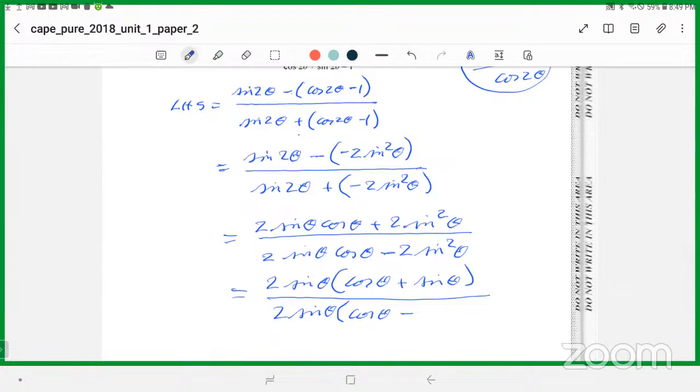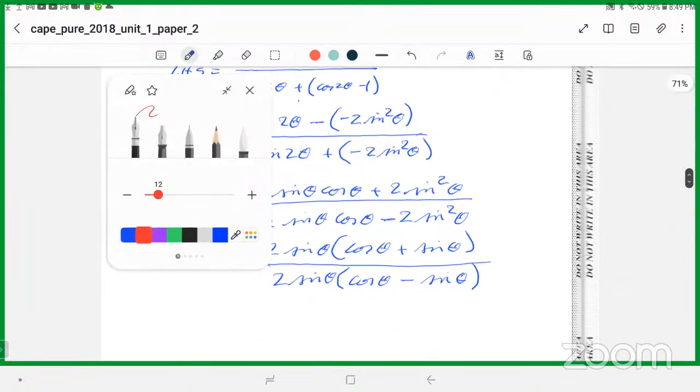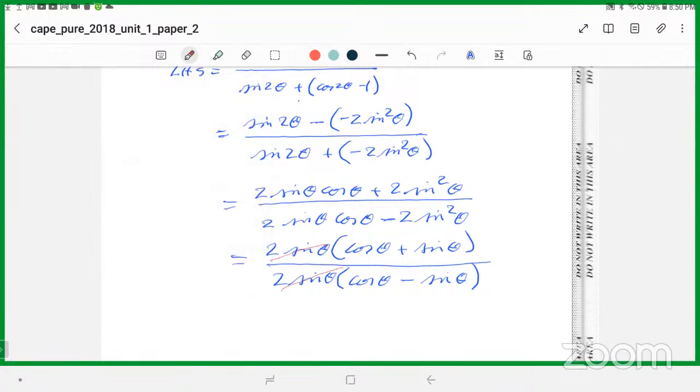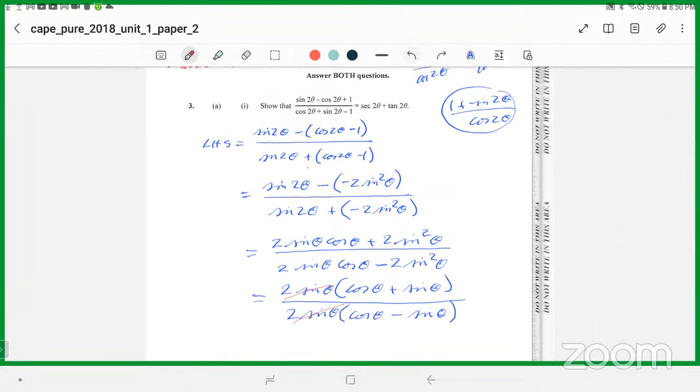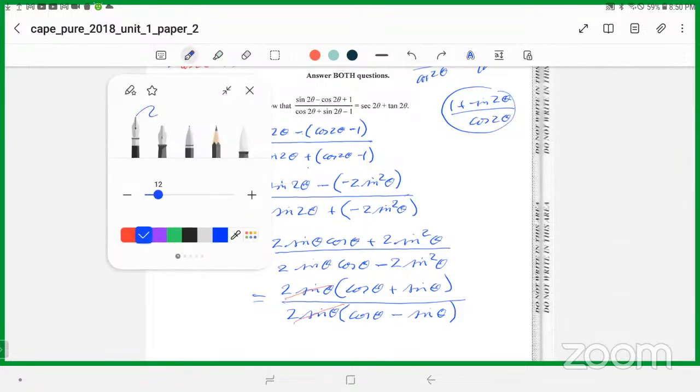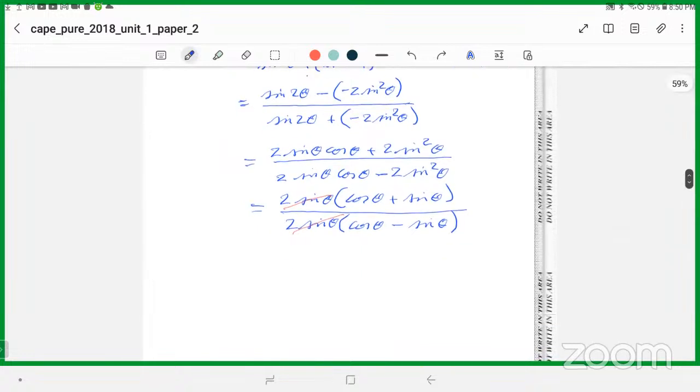But this time it is minus sine theta. So these cancel. What an easy question. And all I'm left with are these. Remember now, I'm trying to get these double angles in them. Double angle here. It's kind of working itself out. Watch this now. So I'm left with cos theta plus sine theta over cos theta minus sine theta.